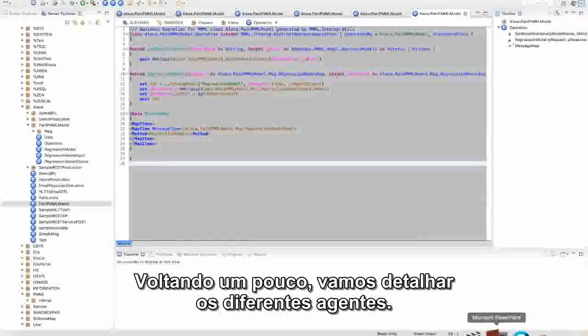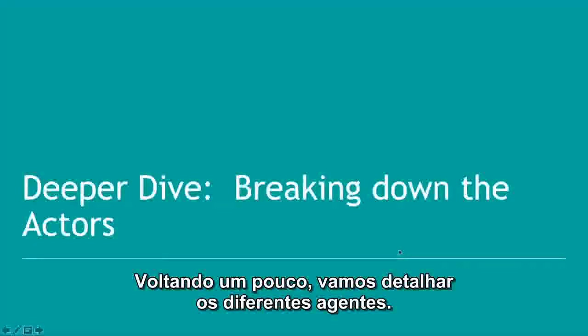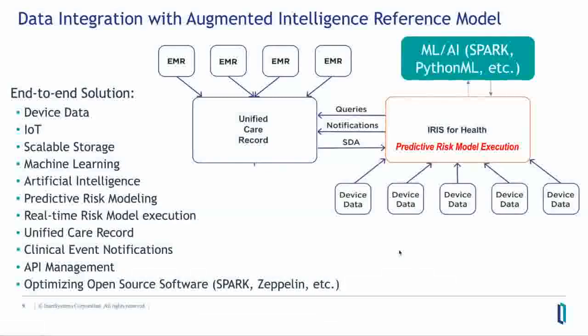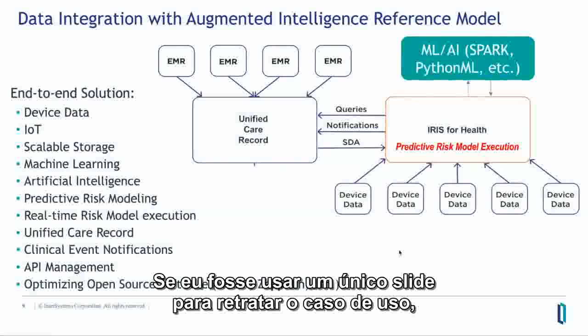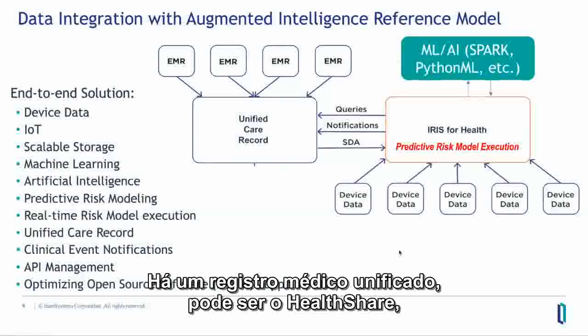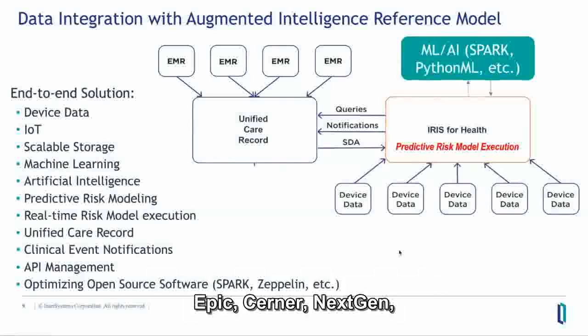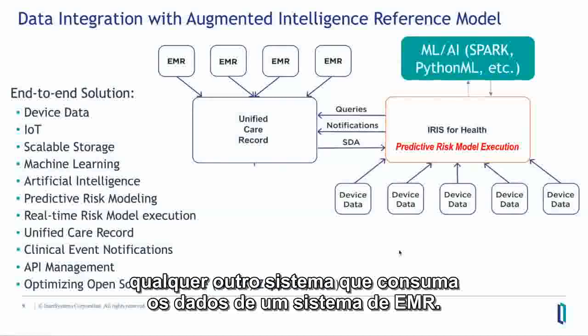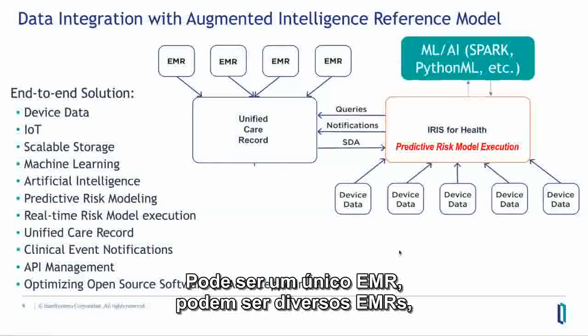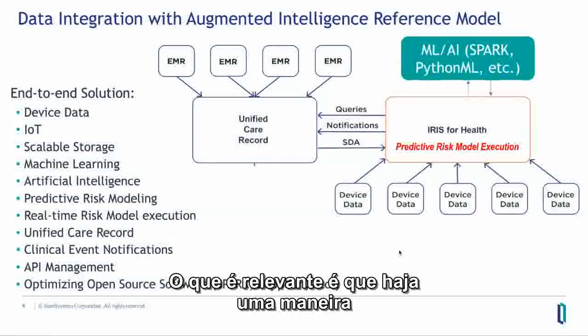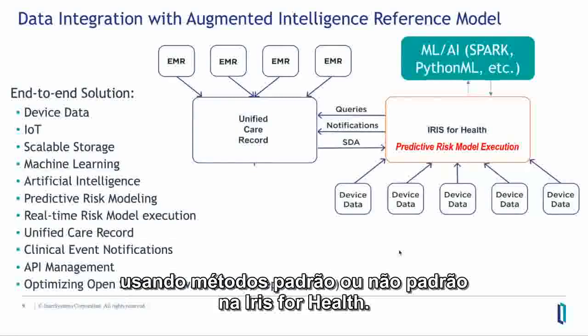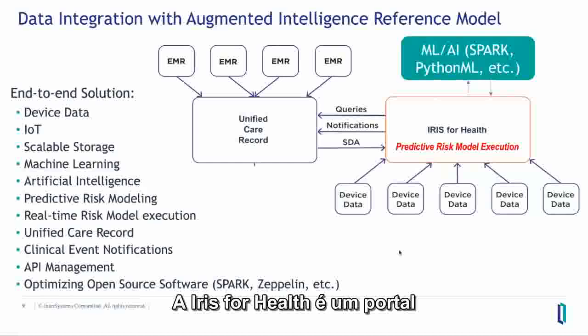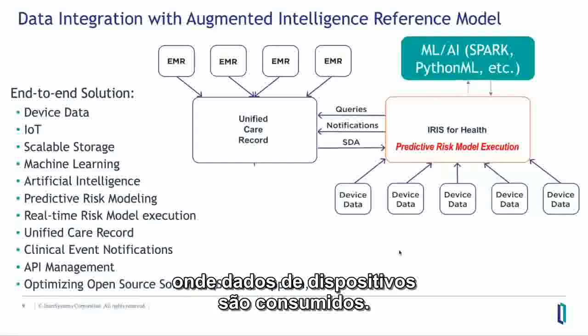Going back to the deck, let's break down the actors. If I am to use a single slide to depict the use case, I would use this, right? There is a unified care record. It can be HealthShare, it can be Epic, it can be Cerner, it can be NextGen, any other system which consumes data from EMR systems. It can be a single EMR, it can be multiple EMRs. It's irrelevant. What is relevant is that it has a way to expose that clinical data using standard or non-standard means to Iris for Health. Iris for Health is a gateway where the device data is being consumed.